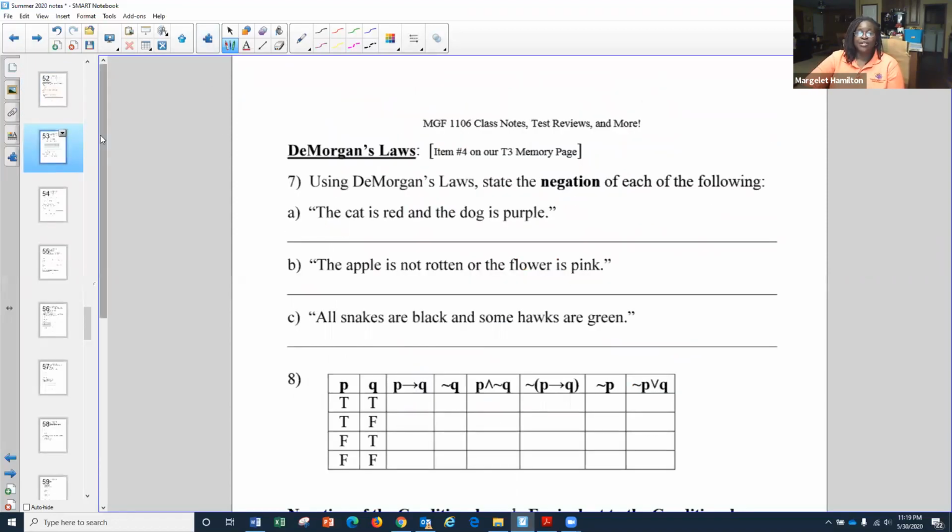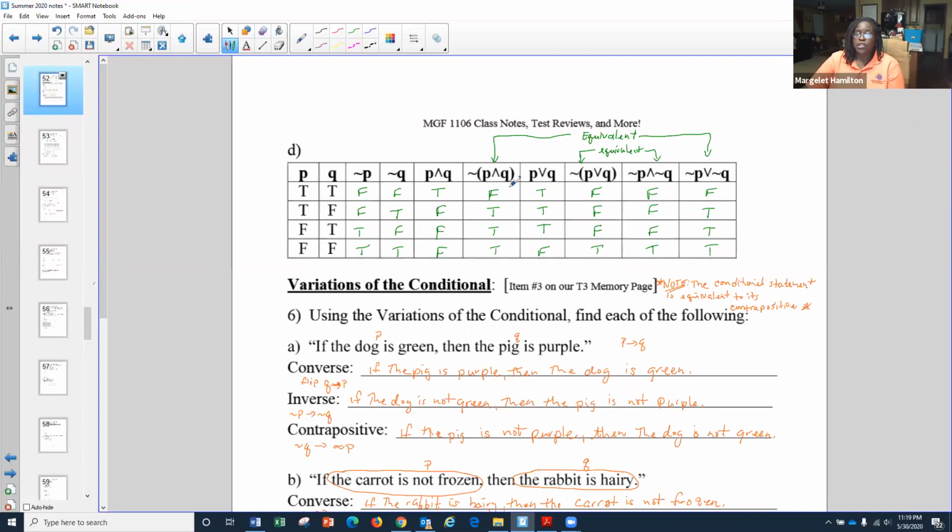We're looking at our DeMorgan's laws now. In the previous page up here at the top, we looked at our last truth table that we did. We made some equivalences here. We looked at this column where the negation of P and Q was equivalent to negation P or negation Q. And then we saw where negation of P or Q is equivalent to negation P and negation Q. So these are our DeMorgan's laws here.